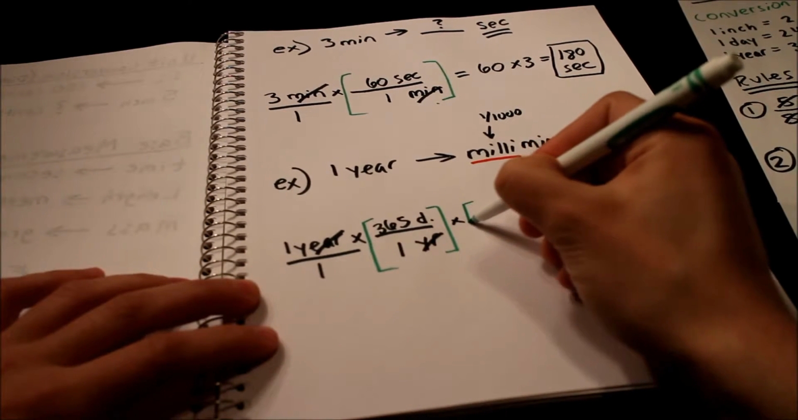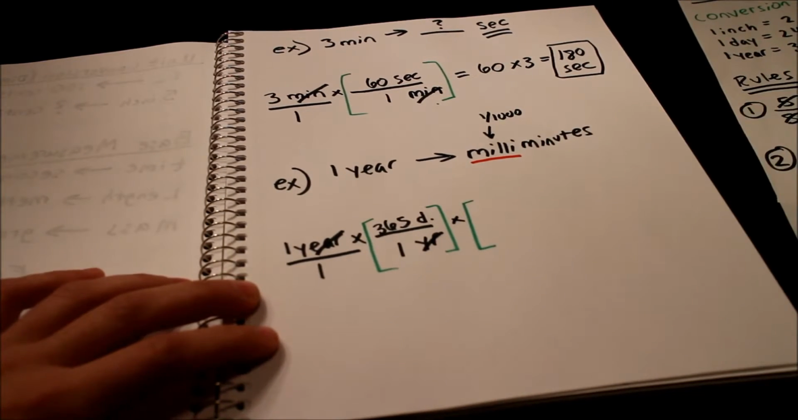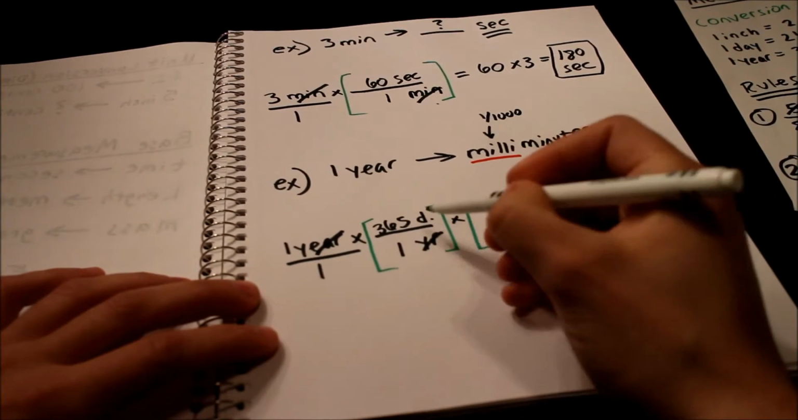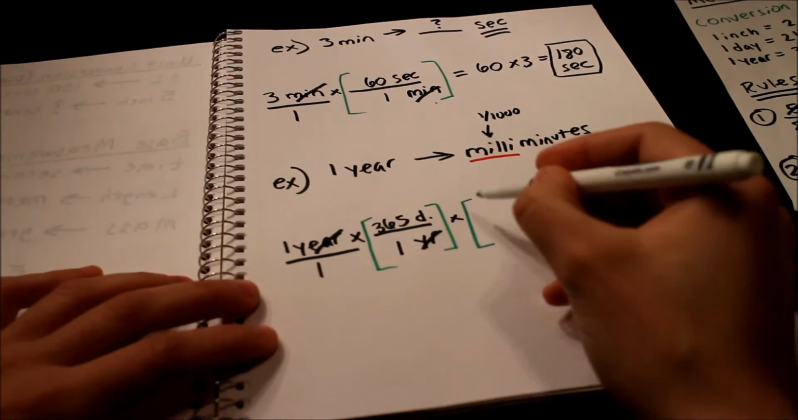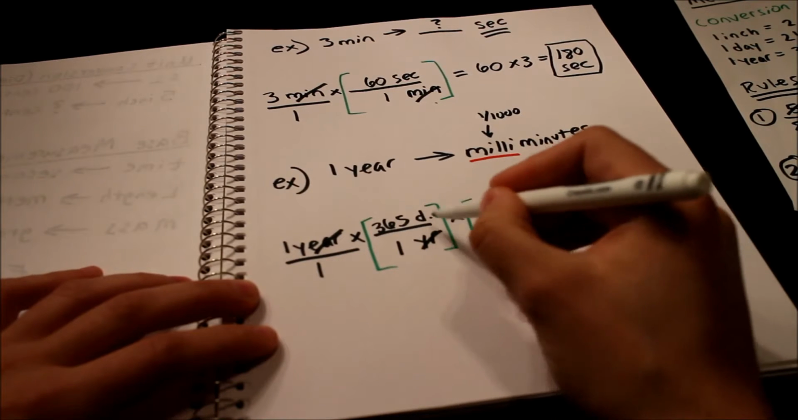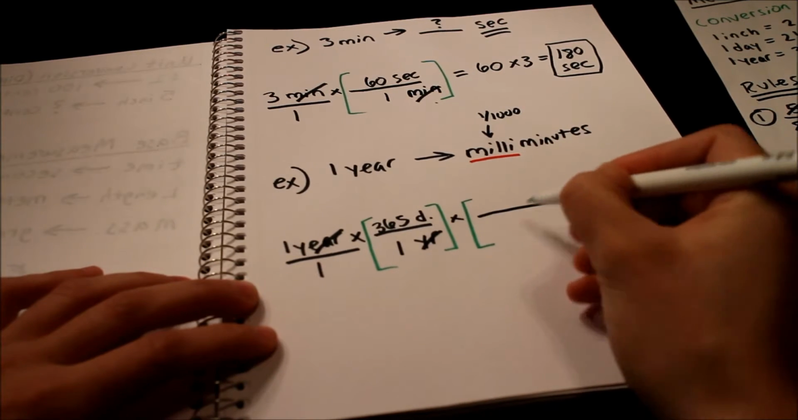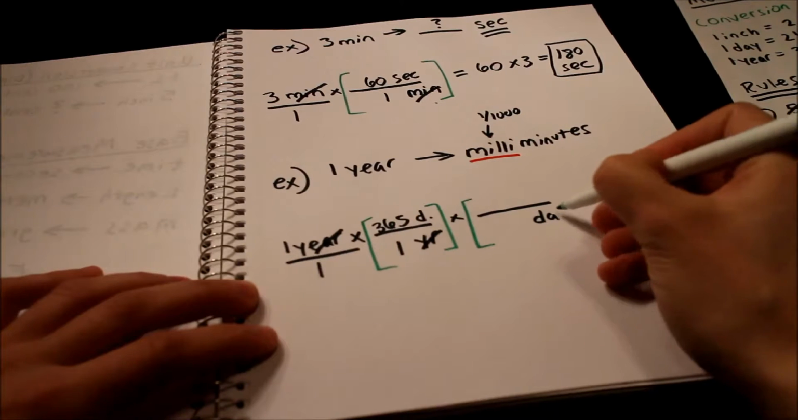So we have to introduce enough conversion factors to get us to what we want. Right now we have a day on top. We need to get rid of it, right? So how do you get rid of something that's on top? You got to put it on bottom too. So let's put our days down here.